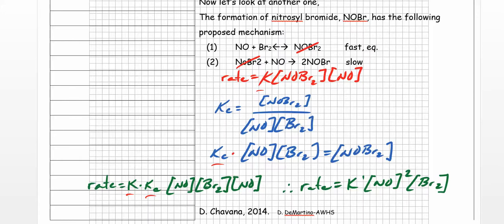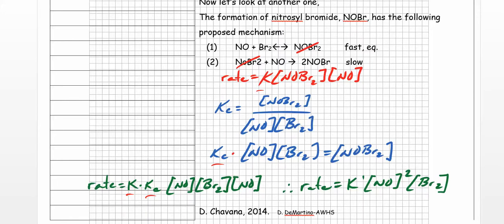I'm saying rate is equal to k. This k is the rate law k from the original rate law, the one that I cannot use because it has an intermediate in it, times Kc. Okay, so I'm going to replace this NOBr2 with Kc times [NO] times [Br2].